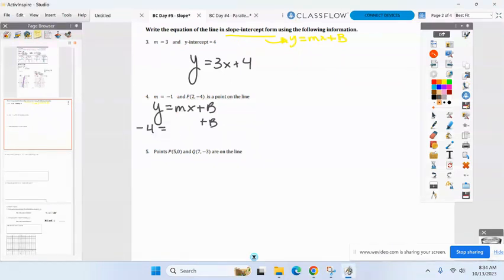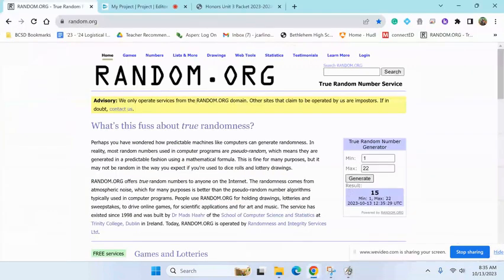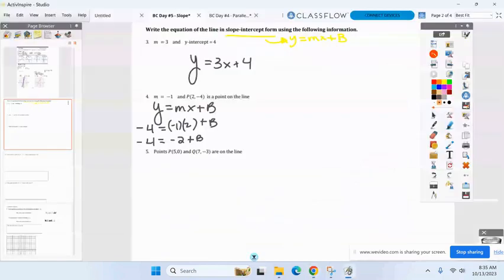-4. Keep trucking. What's the slope? -1. Plug it in for m. And then finally, Lauren, finish it. What's the x coordinate? 2. There we go. You're redeemed. Now can we solve for b? I hope so. -4 equals -2 plus b. I'll ask it. How do I get the b by itself? Alexi, how do I get the b by itself? Add, darn right. Add 2 over.